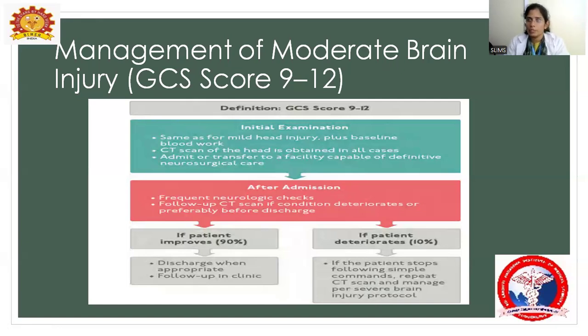Okay, so in moderate brain injury, the patient is coming, you're eliciting the history, and we will do the initial examination, systemic examination, and look for other injuries. We'll definitely do a CT scan, and after this, we will definitely admit the patient and watch the patient with follow-up CT and follow-up neurological examination. And if the patient improves, you can discharge, or if the patient doesn't improve, you can treat as per the severe brain injury protocol.